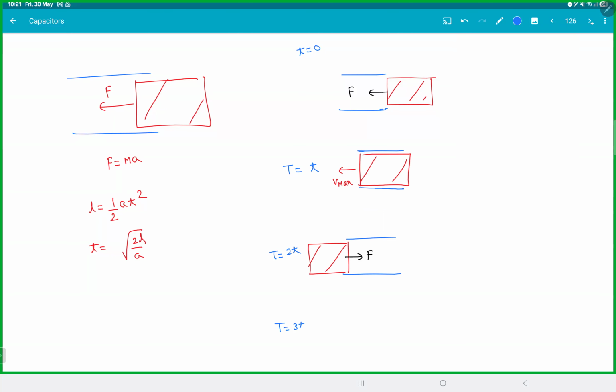At t equal to 3t, the slab would again go inside. This time you'll have a maximum speed on the other side. And at t equal to 4t, you again come back to the same position. Therefore, time period is 4 times small t. This is a periodic motion.